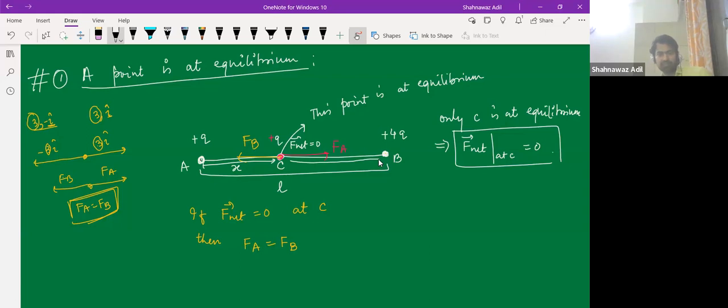From here to here, this is X. From here to here, this is L. So from here to here, what would be the distance? Sir, L minus X.